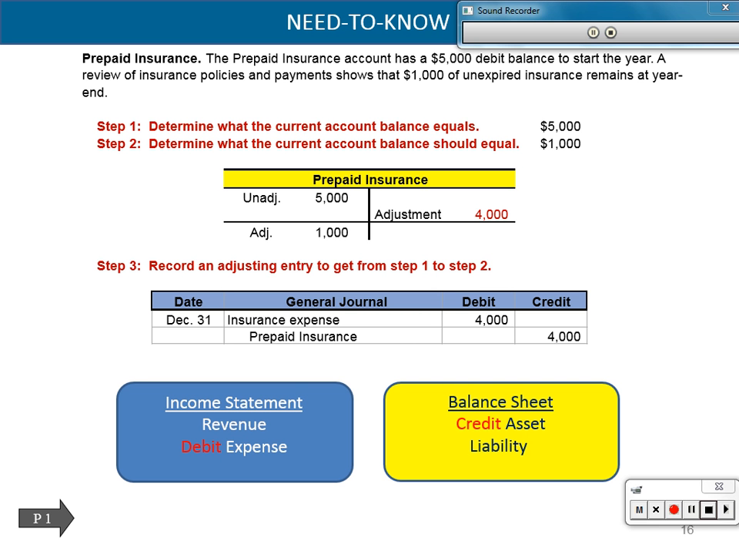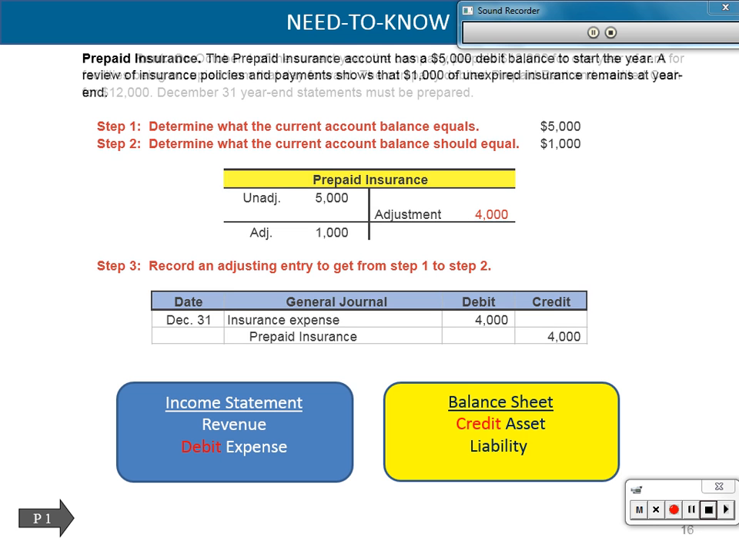What she was asking is, would that $1,000 that we just adjusted in the ledger go in the general journal? No. The only thing you put in the journal is the actual amount that you are adjusting, which is the $4,000 here.